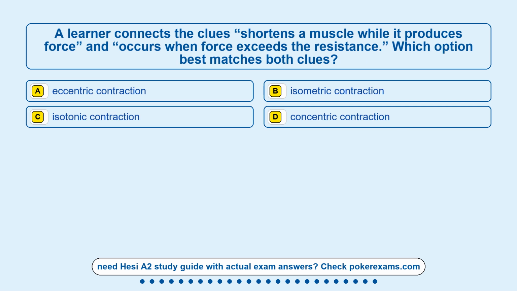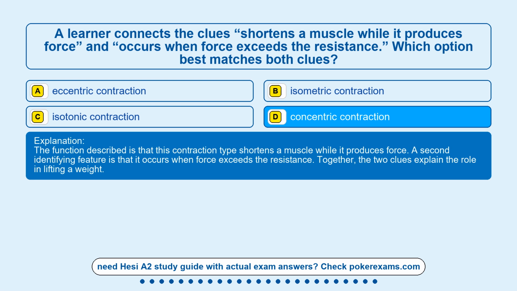Question 24. A learner connects the clues, shortens a muscle while it produces force, and occurs when force exceeds the resistance. Which option best matches both clues? Option A, eccentric contraction. Option B, isometric contraction. Option C, isotonic contraction. Option D, concentric contraction. The correct answer is option D, concentric contraction. The function described is that this contraction type shortens a muscle while it produces force. A second identifying feature is that it occurs when force exceeds the resistance. Together, the two clues explain the role in lifting a weight.